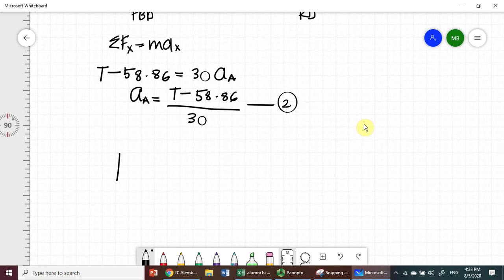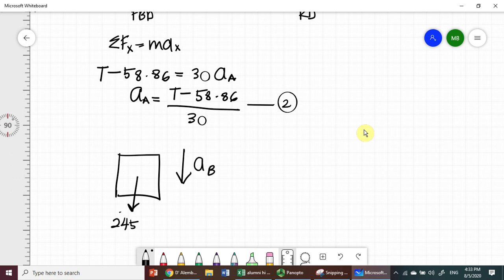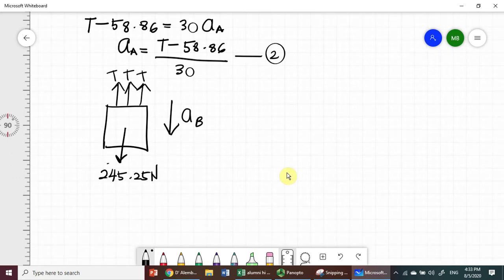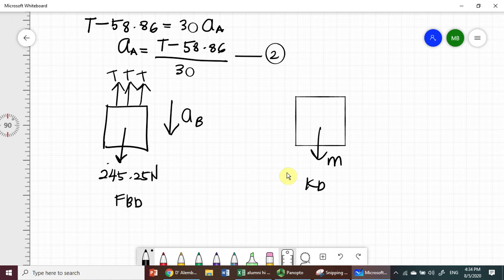Next we need to establish the equation for block B. So block B is moving downwards, we know block B's acceleration is moving downwards. The force is 25 newtons. And we also have 3 cables here in tension. And this will be our free body diagram. Next, you need to draw the kinetic diagram. So, m aB.